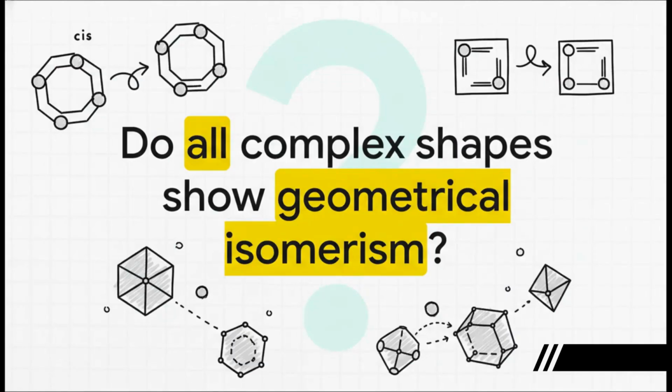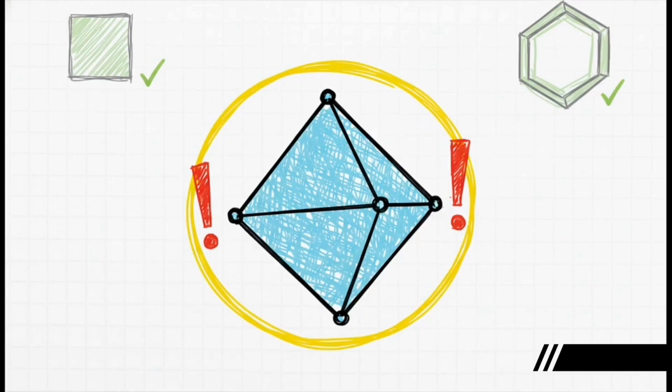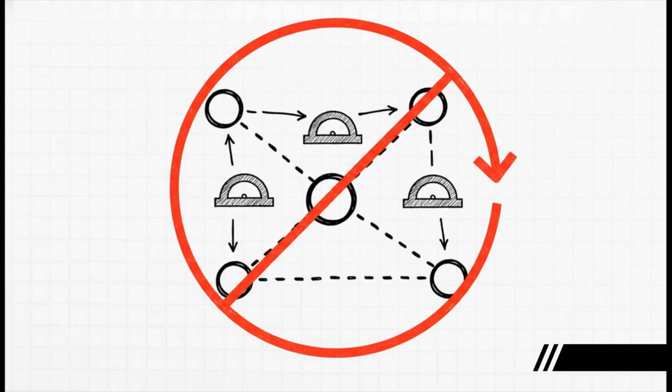So this leads to a really important question that every chemistry student should ask. Is this whole cis-trans thing possible for any molecular shape? And the answer is a big, resounding no. There is one major exception that you absolutely, positively have to know, and that is the tetrahedral shape. Here's the rule to carve in stone.